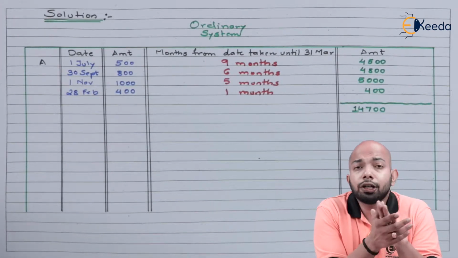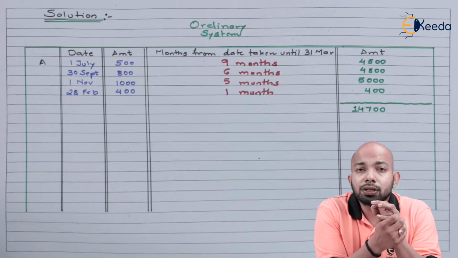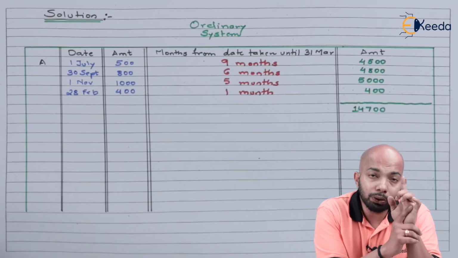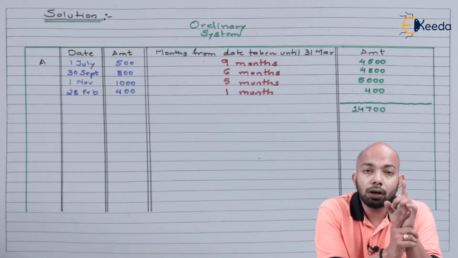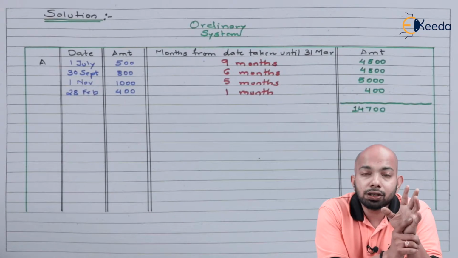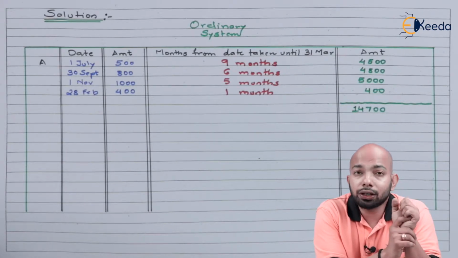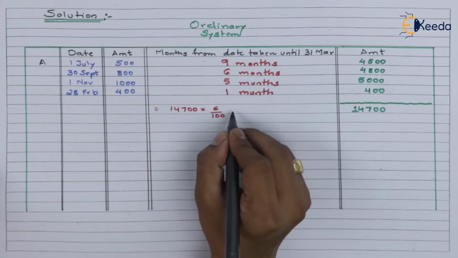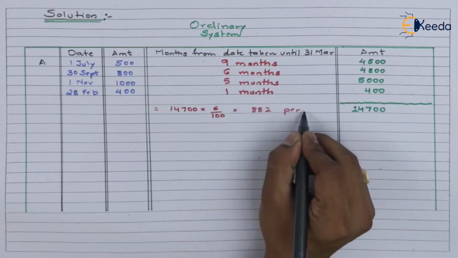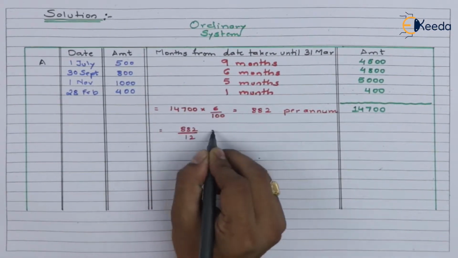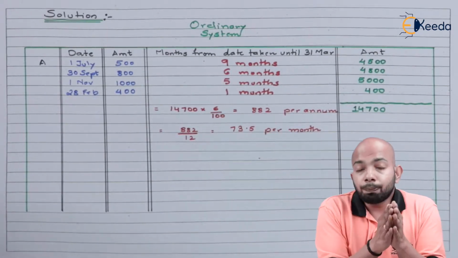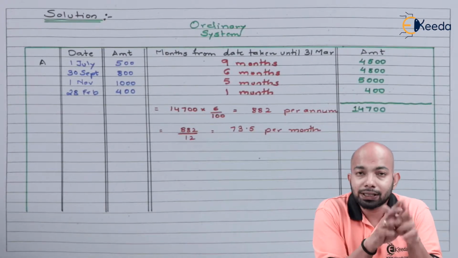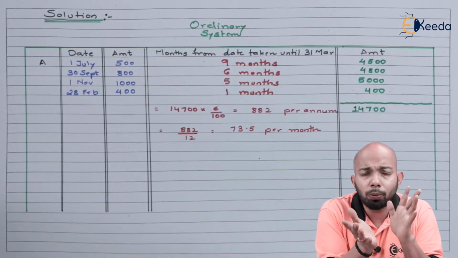Now, if you divide it by 12, that means it is 0.5% per month. That is the interest that will be charged on a monthly basis if you divide 6%, because 6% is per annum. So let's figure out how much is the monthly interest that will be charged at 0.5%, and how much is the annual interest that will be charged. So the per annum interest is 882 rupees and the per month is 73.5 rupees. This is the interest that has been calculated as per the normal ordinary system.